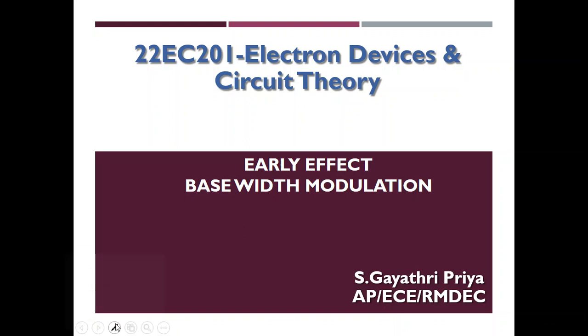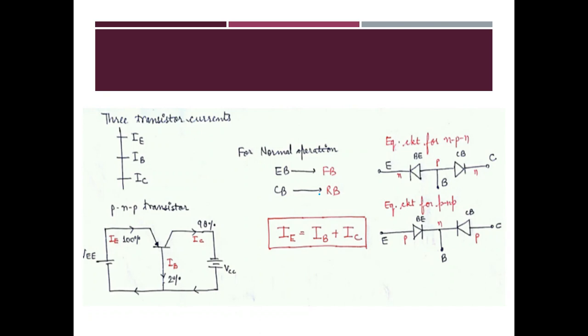In today's session of Electron Devices and Circuit Theory, we are going to discuss the early effect or base width modulation. Before getting into this, let us see the various BJT configurations. BJT stands for bipolar junction transistor, right?